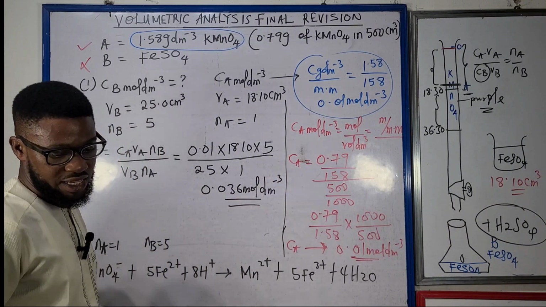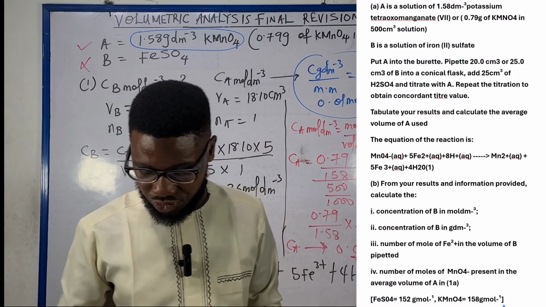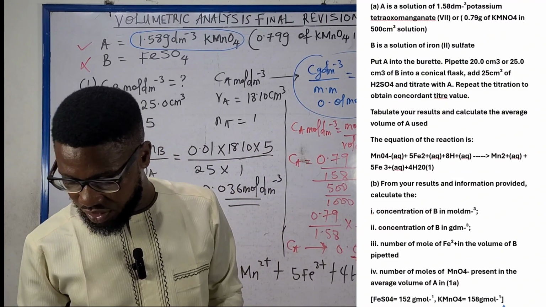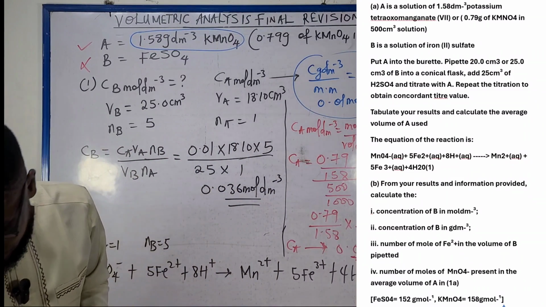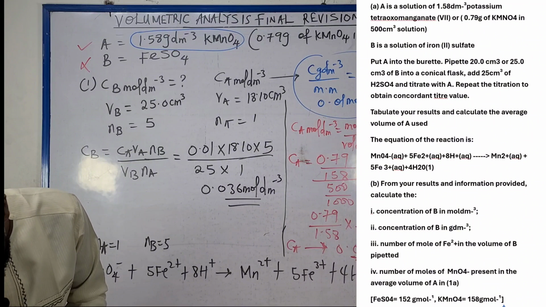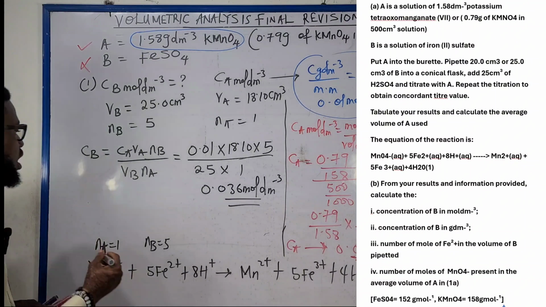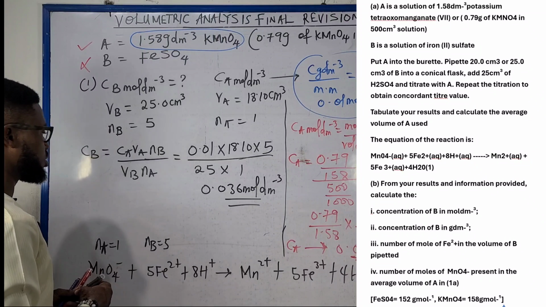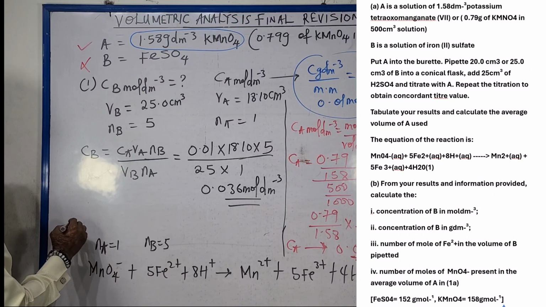So that way, if you look at your screen, we've been able to answer the first question correctly: the concentration of B in mol/dm³. Now, to the second question. This is Roman figure 1. This is Roman figure 2.